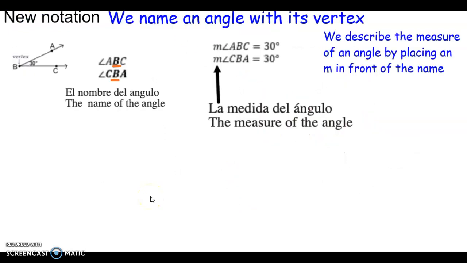Okay, so new notation. We name an angle with its vertex. On the left-hand side, you can see that I have angle ABC, with the B in the center. So that's naming it. But what if I want to describe the angle and its measure? Then put an M in front. So the measure of angle ABC is equal to 30 degrees, and the measure of angle CBA is equal to 30 degrees. That M in front means I'm referring to the measure of the angle. If there's no M in front, I'm just talking about the angle.